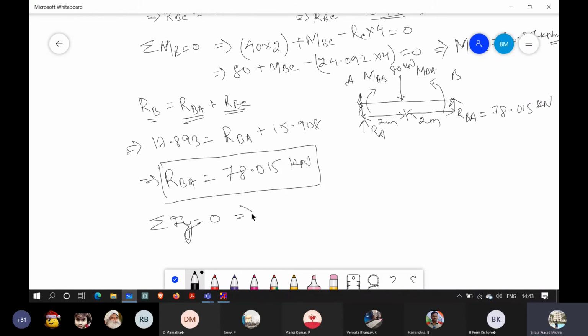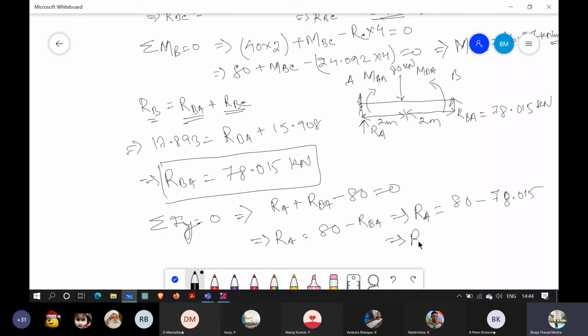Again we can sum Fy, summation Fy equals 0. This implies RA plus RBA minus 80 equals 0. So this implies RA equals 80 minus RBA. This implies RA equals 80 minus 78.015.